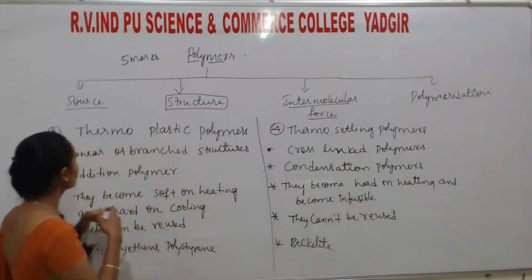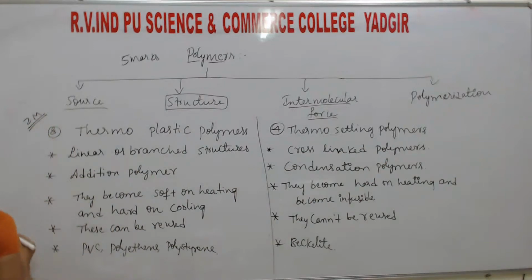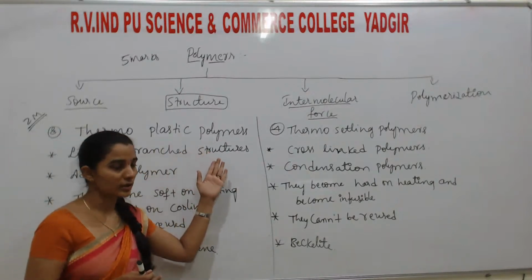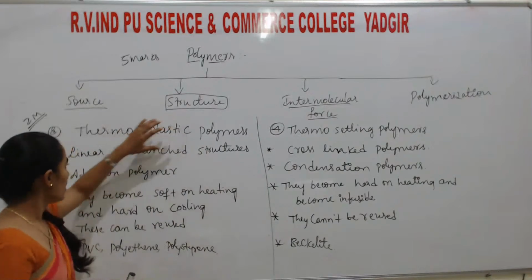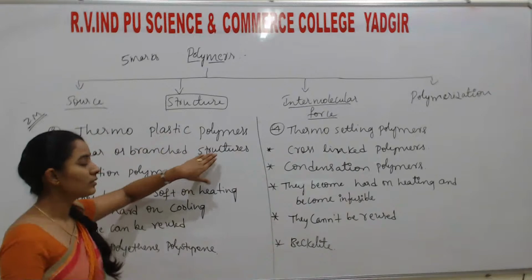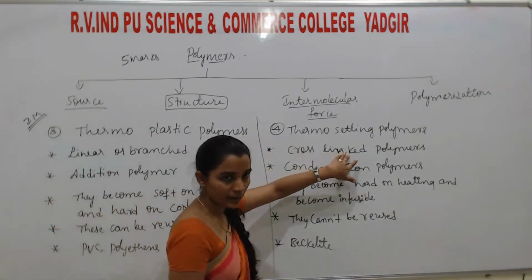So this is the difference between thermoplastic and thermosetting polymers, which is important for quizzes. If you wrote this much, you get 2 points. So what is the difference, students? Thermoplastic polymers are linear or branched, and thermosetting polymers are cross-linked polymers.